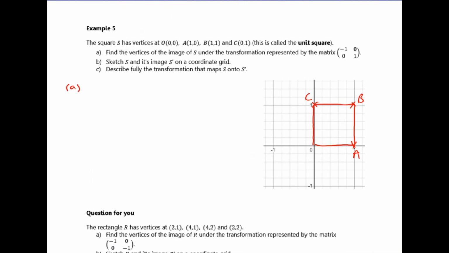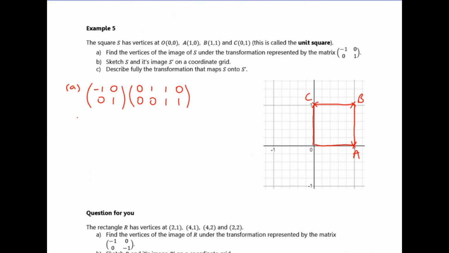But the way to do it all together as one big matrix is to do the transformation matrix, minus 1, 0, 0, 1, times a matrix that has each of these in a column. So I've got 0, 0 in the first column, 1, 0 in the second column, 1, 1 in the third column, and 0, 1 in the fourth. Okay. Saves you having to write out that transformation matrix 4 times.